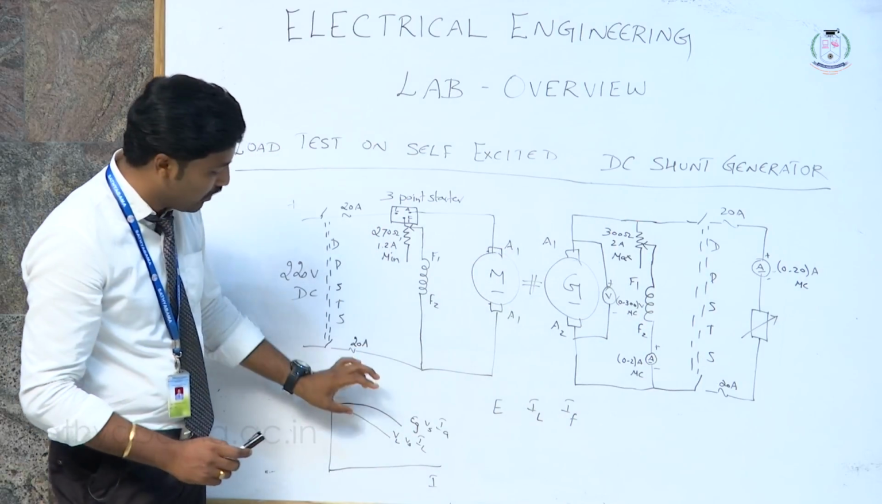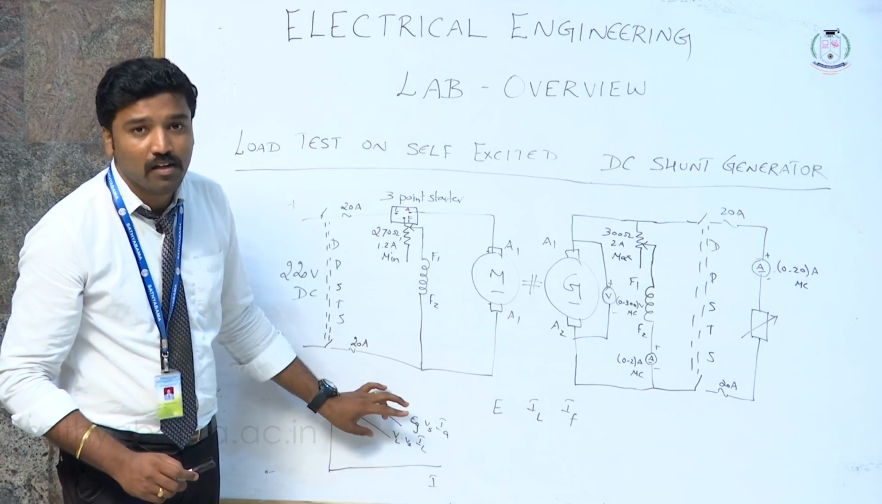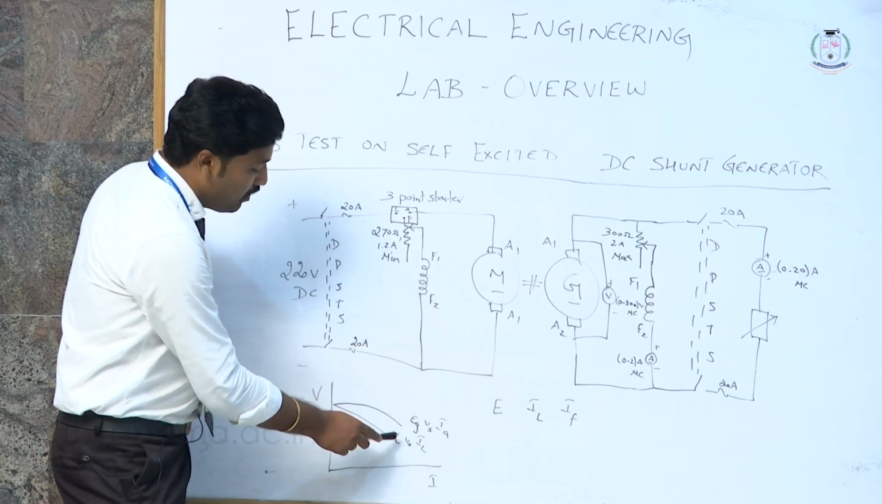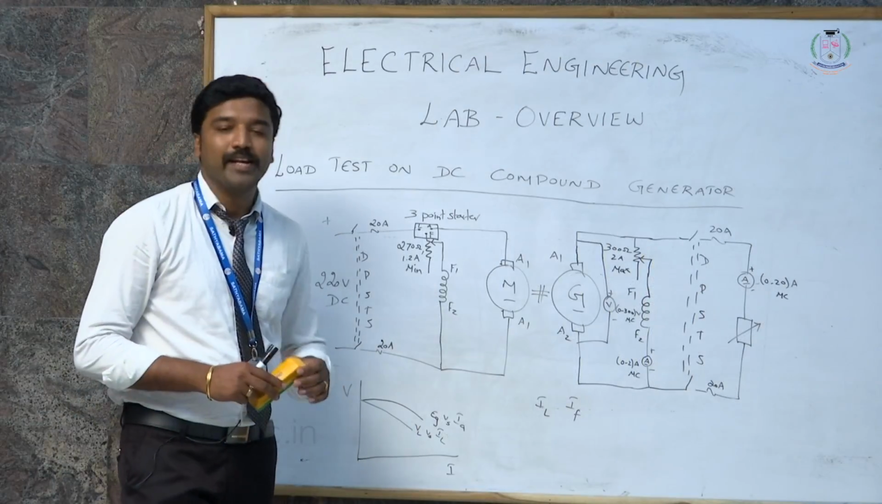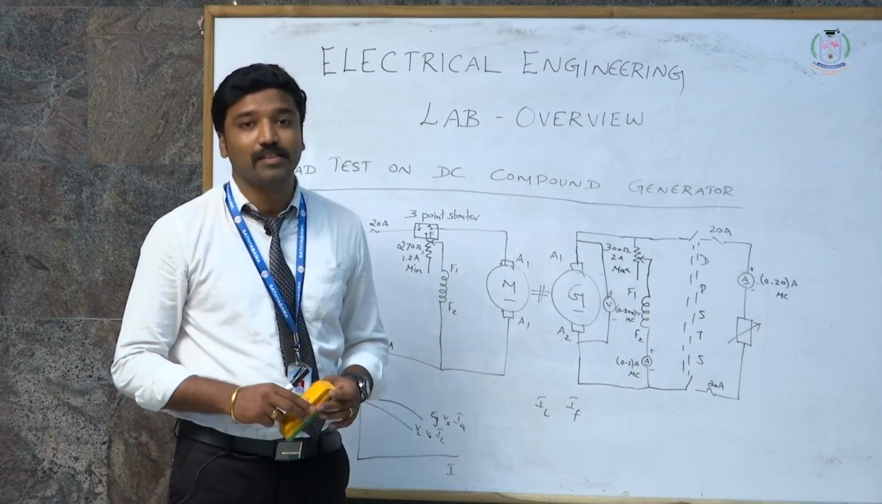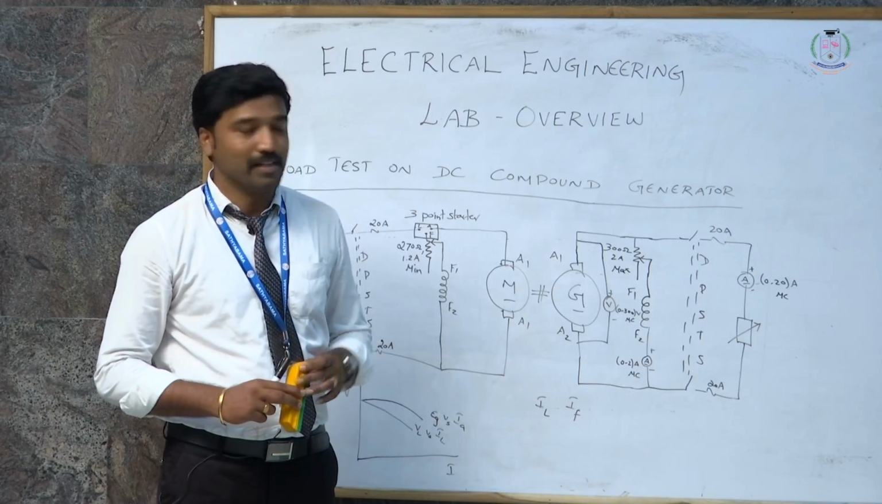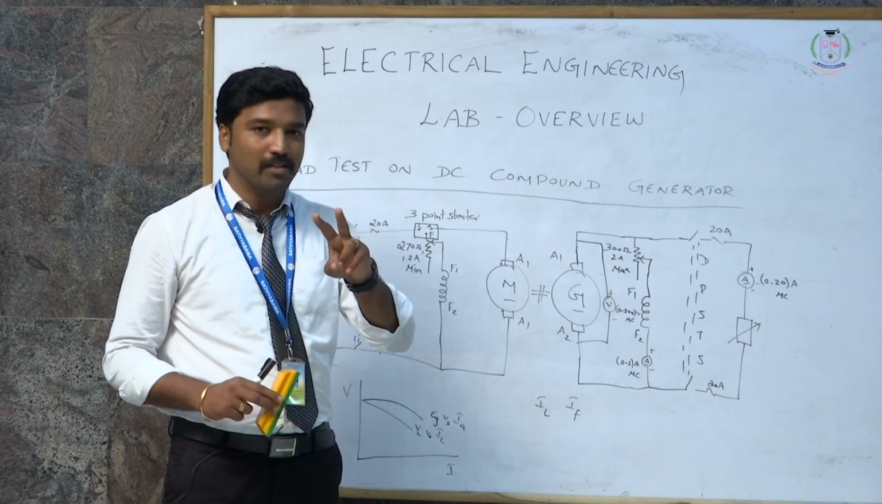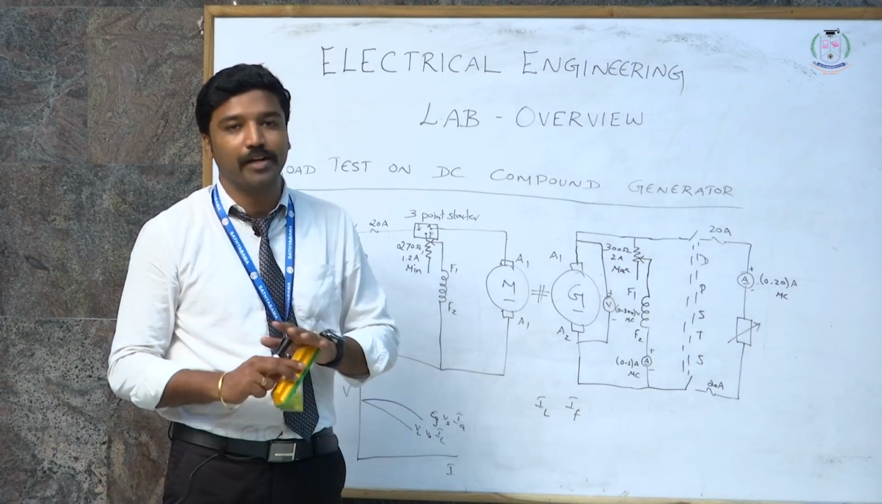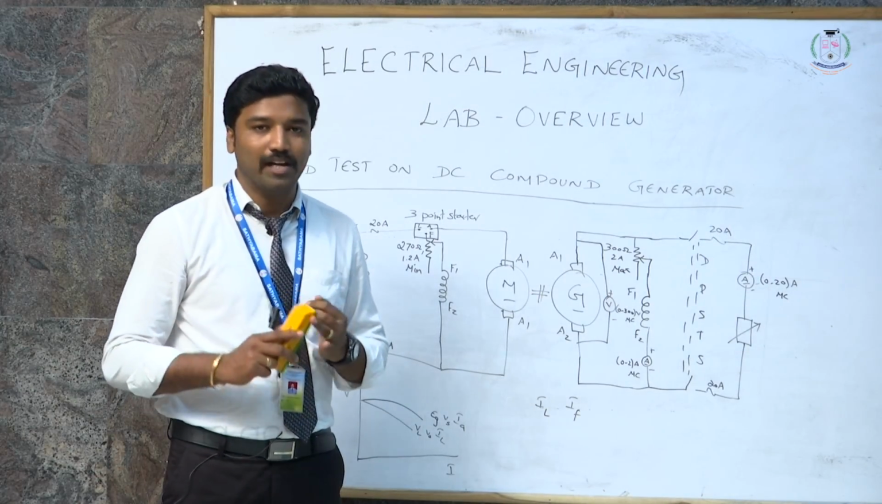So that is the reason for the deviation in your curve. One is your internal characteristic, another one is your external. The next experiment we are going to discuss is the DC compound generator. As I told you initially, two types of generator we are going to discuss here: one is shunt, another one is compound.